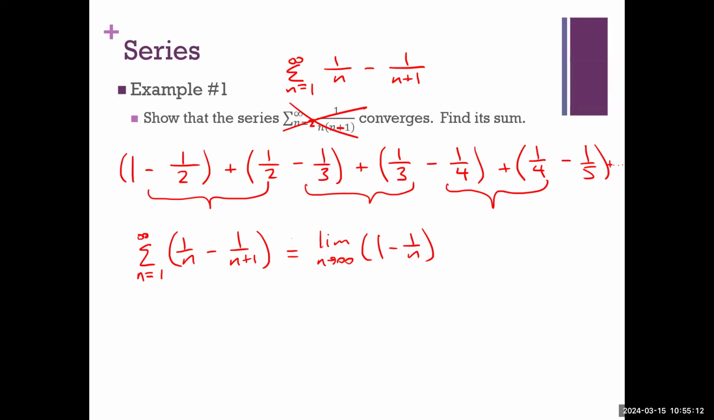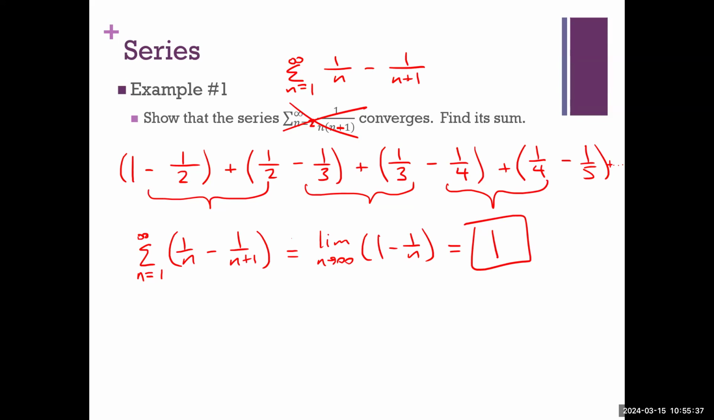So does that limit I wrote down make sense? Is that a limit we can evaluate? Comes out to be what? So basically, as n gets larger, you're going to have the 1, and you're going to be subtracting off these numbers that just diminish in size.